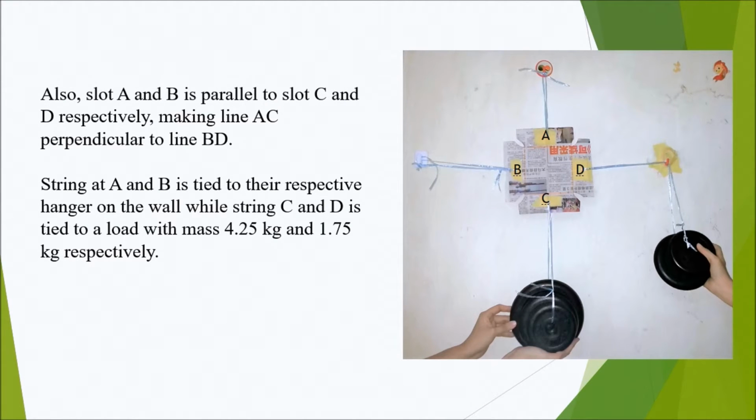to line BD. String at A and B is tied to their respective hanger on the wall while string C and D is tied to a load with mass 4.25 kg and 1.75 kg respectively.